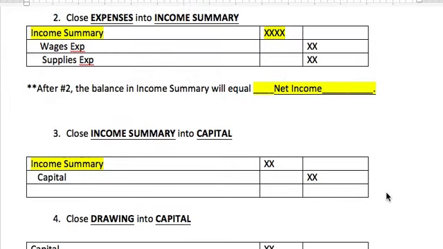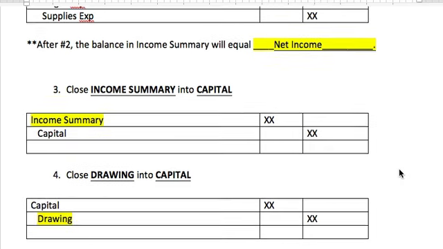Journal entry number 3, we're going to close Income Summary into capital. Once you know the balance of your Income Summary account, and here since we had a net income, it was a credit balance, to close it, you'll debit Income Summary and credit capital. If there was a net loss, this entry would be reversed.